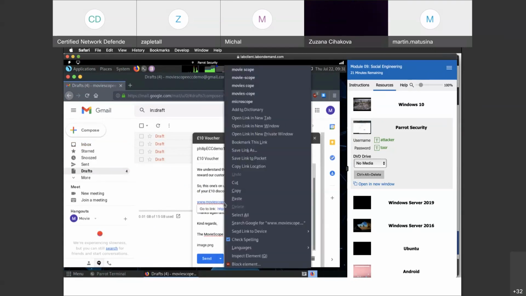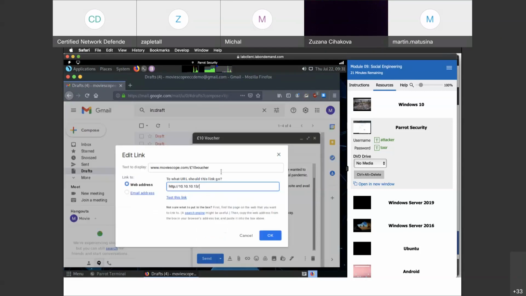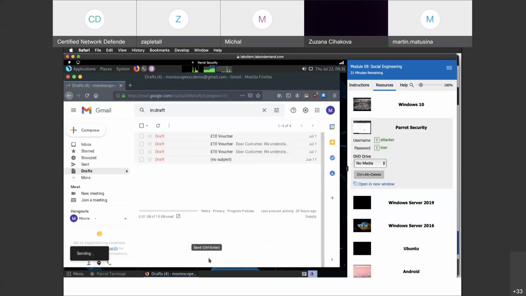But as you can see, what we've done in this particular lab is change it so the text looks reasonably convincing, moviescope.com with the £10 voucher. But actually, as you remember, that is the hacker's IP address, which we typed in earlier. So we click OK, and we send that out to our unsuspecting victim. And that's it. That's our attack launched. We sent it to Philip ECC demo at gmail.com.